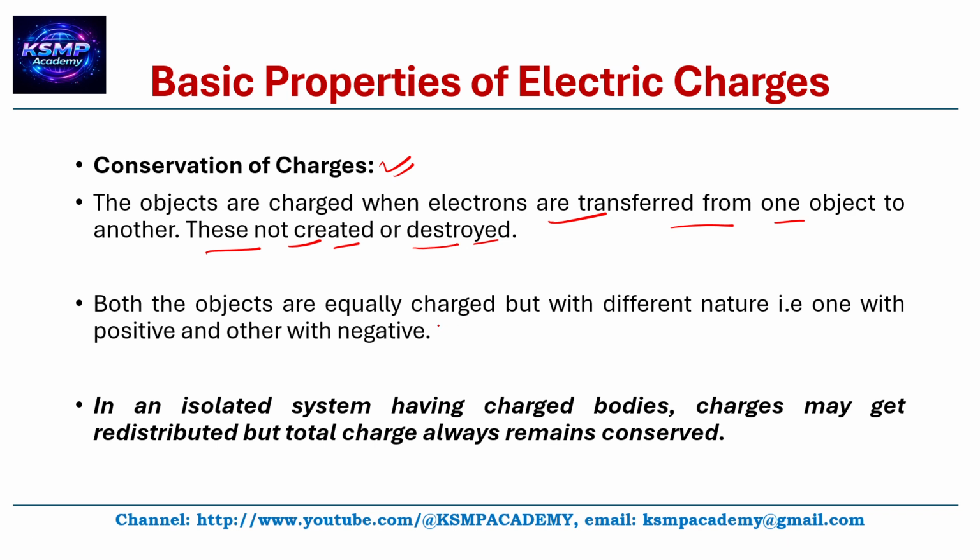Both of these objects will be equally charged, but with different nature. That is, one with positive, another with negative. So with this we can conclude that in an isolated system having charged bodies, charges may get transferred but not created or destroyed. That means there is a redistribution of the charges only, but total charge will always be same. That is known as conservation of the charges. That is, total charge is always conserved in an isolated system.